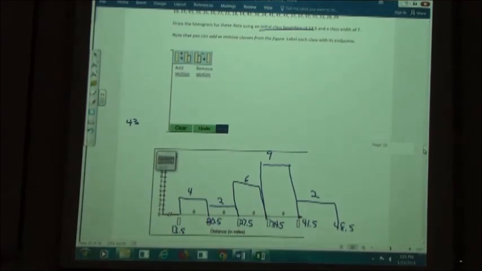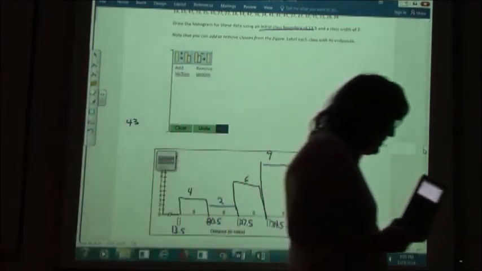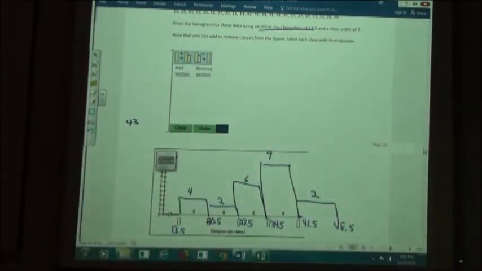So again, I just like to double check myself. I hit second function and quit to get back to the home screen, and then I add up all my numbers. 4 plus 2 plus 6 plus 9 plus 2 gives me 23. I had 23 numbers on my list, so I probably got them all.